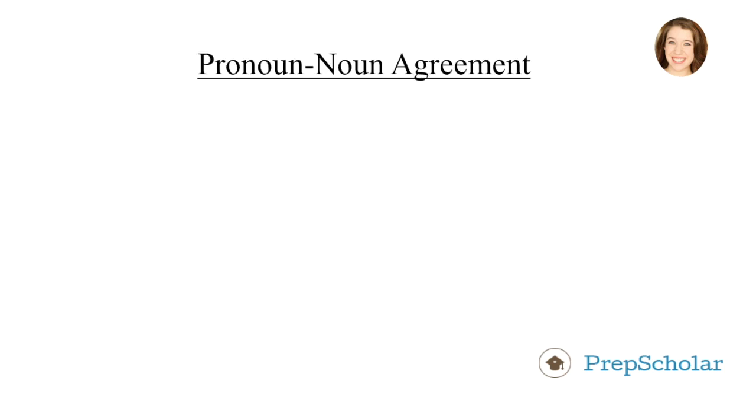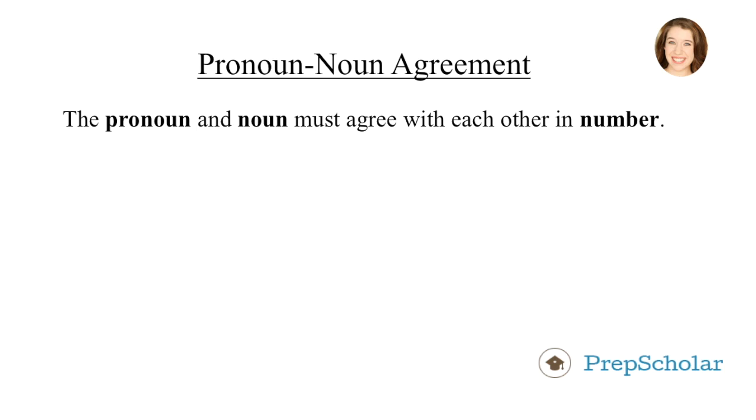Pronoun-Noun Agreement is the thing you'll be tested on when it comes to agreement here, and it's basically exactly the same as Subject-Verb Agreement. The pronoun and noun must agree with each other in number, just like the noun and the verb had to agree with each other in number. So if we've got a singular noun, it has to be replaced by a singular pronoun. And if you have a plural noun, it needs to be replaced by a plural pronoun. Let's go ahead and see how this works.